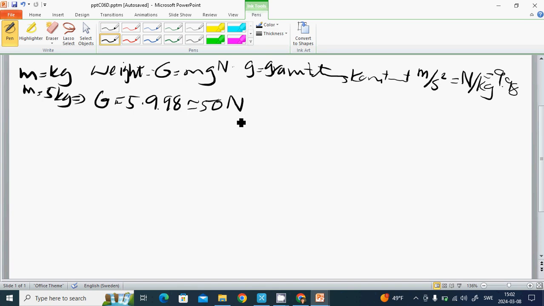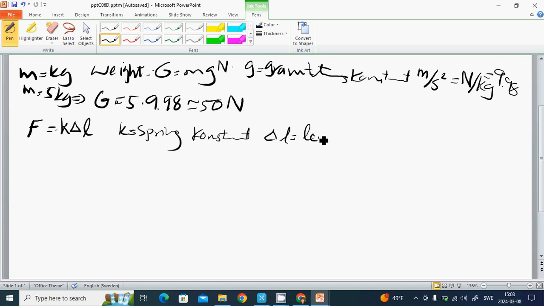Now we have another force: F equals to our field is k delta L. k is the spring constant and delta L is the length difference.